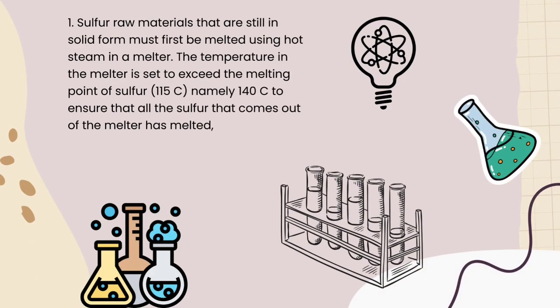In the manufacturing process, the first step is that sulfur raw material, which is still in solid form, must first be melted using hot steam in a melter. The temperature in the melter is set to exceed the melting point of sulfur, namely 140 Celsius, to ensure that all the sulfur that comes out of the melter has melted.